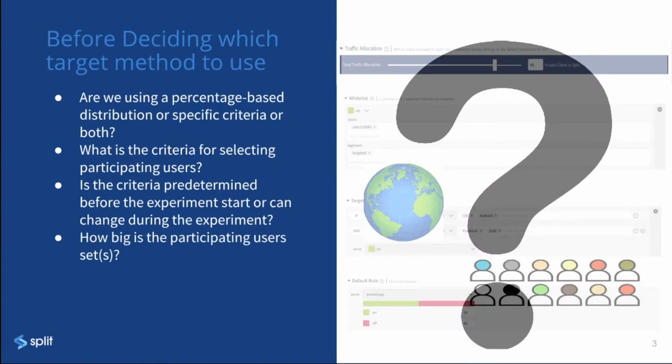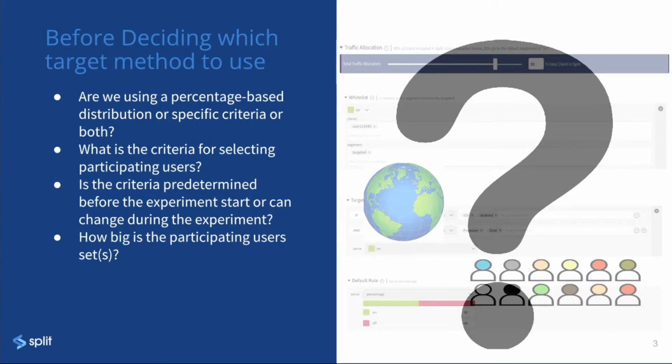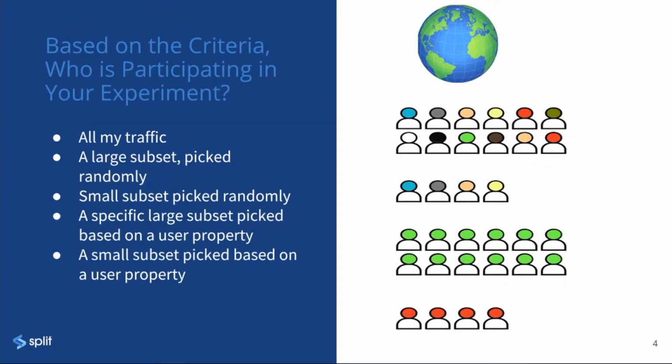Before deciding, we need to answer a few questions. So first question is, how are we using our distribution? Is it percentage based, or is there a specific criteria, or even sometimes both? It's also important to know if the criteria is predetermined before we start our experiment, or if it can change during the experiment. And finally, how big is the population participating in the experiment? So we need to state how big the population is based on the criteria. Is it all the traffic, global? Is it a large subset picked randomly, or a small subset picked randomly? Is it a large or small subset of users picked on a specific user property?